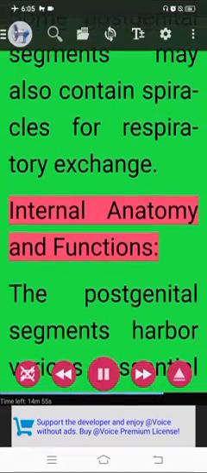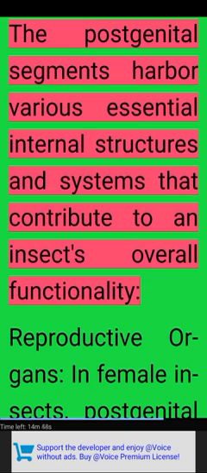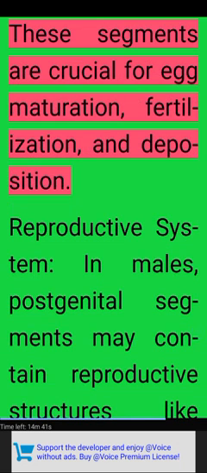Internal anatomy and functions. The postgenital segments harbor various essential internal structures and systems that contribute to an insect's overall functionality. Reproductive organs. In female insects, postgenital segments may house specialized structures for egg development, such as ovaries, oviducts, and accessory glands. These segments are crucial for egg maturation, fertilization, and deposition.